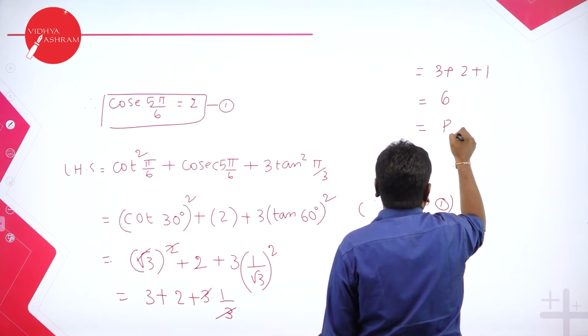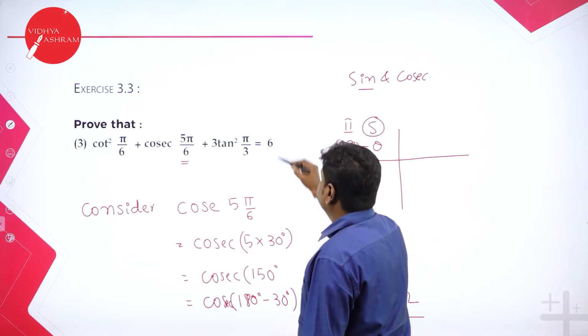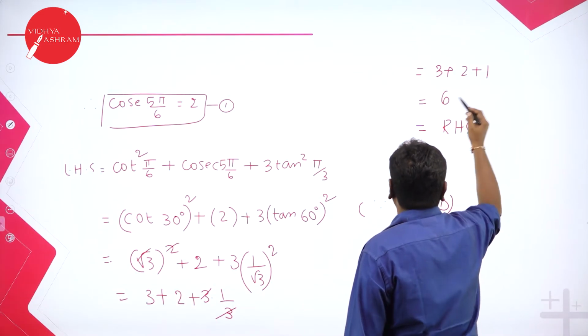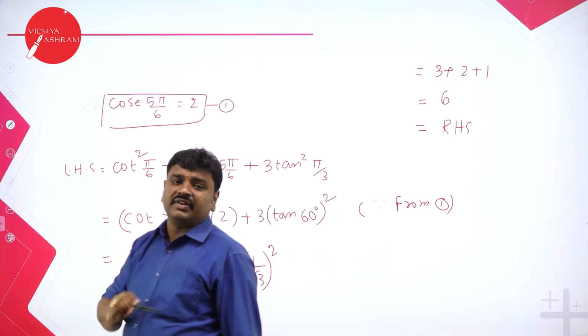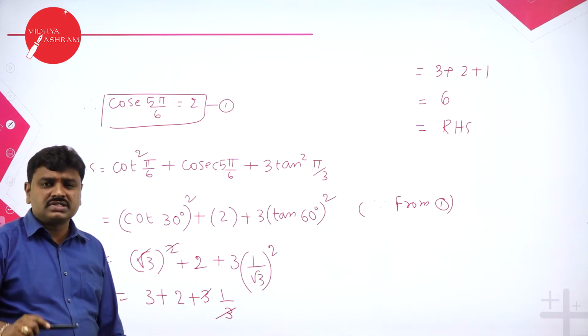6 is the RHS if you see. What is the RHS they give? 6. And what is the LHS we got? 6. Hence the proof. Only one allied angle we have. Remaining all are standard angles and some are reciprocals.